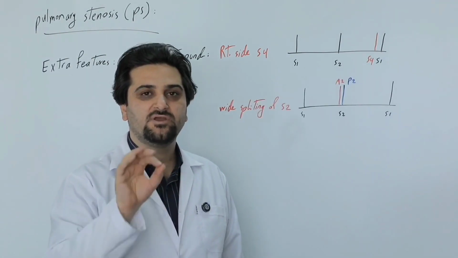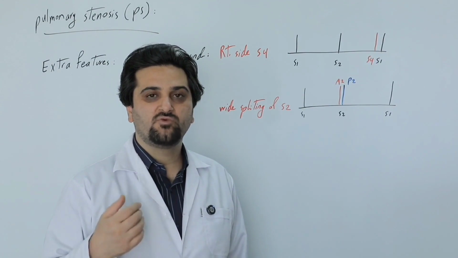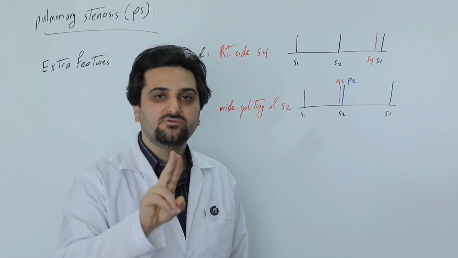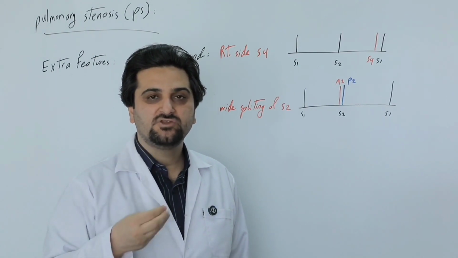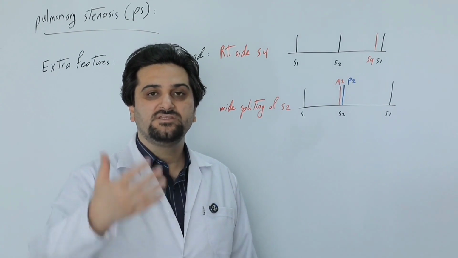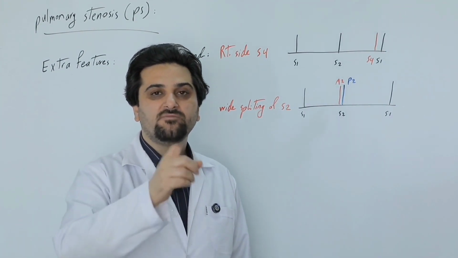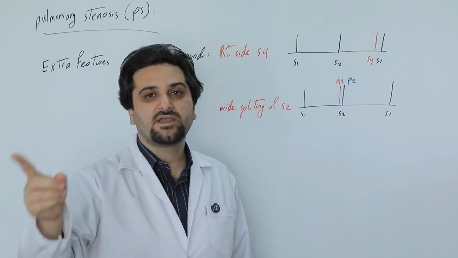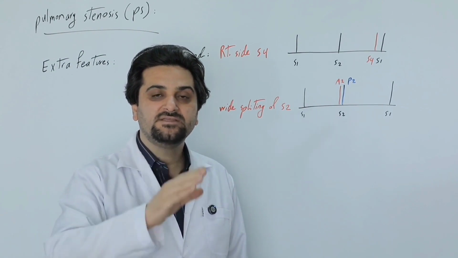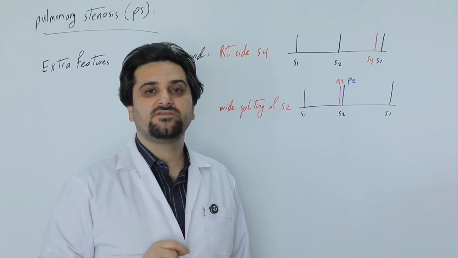The second feature in heart sounds is wide splitting of S2. As we mentioned before, the second heart sound has two components, A2 and P2. Under physiological conditions, following breathing in or inspiration, venous return increases. The time it takes for the right ventricle to empty increases. Therefore, P2 is heard after A2 with a delay. And in a patient with severe PS, this delay becomes even greater. So we have wide splitting of S2.